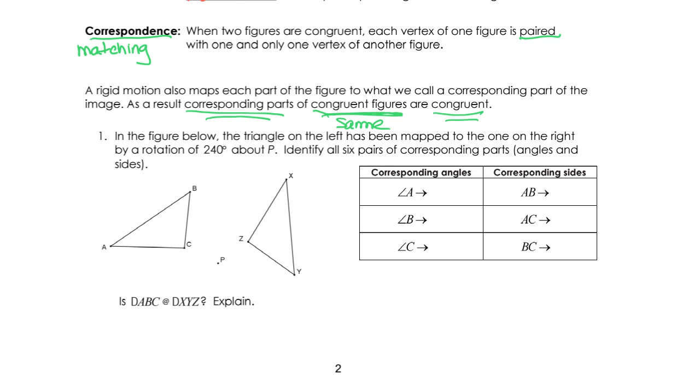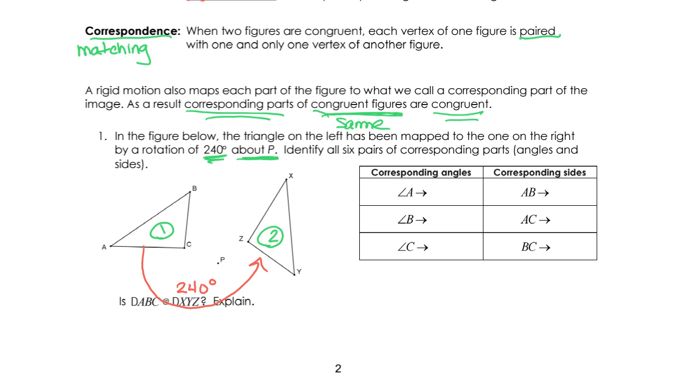So in number 1, it says in the figure below, the triangle on the left has been mapped to the one on the right. So this is the one on the left, this is the one on the right, okay? So you're starting with the first one and going to the second one. And it says it's been mapped to the one on the right by a rotation of 240 degrees about point P. So we're spinning this 240 degrees around point P, and that's how that triangle's ending up like that.